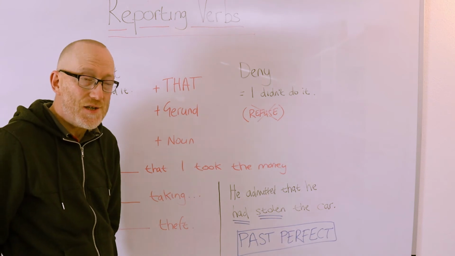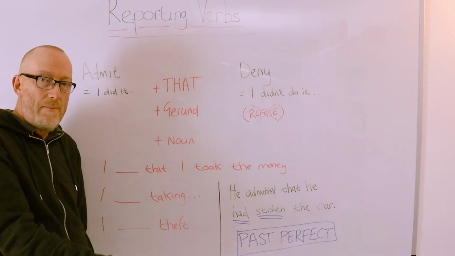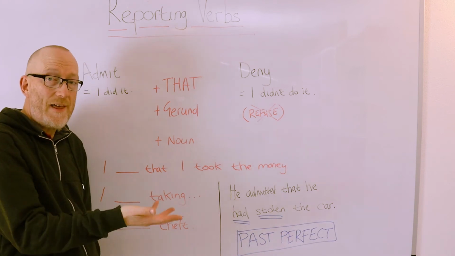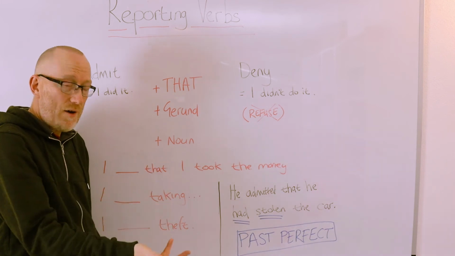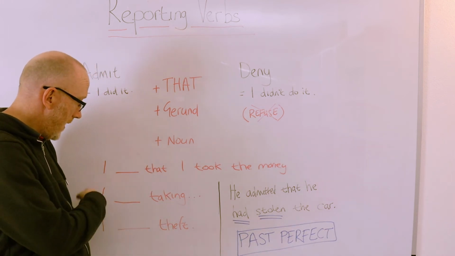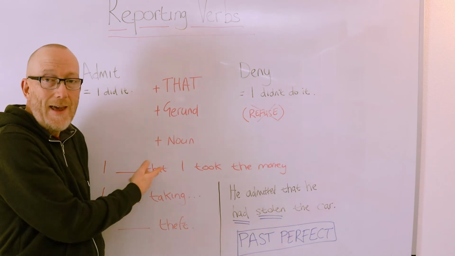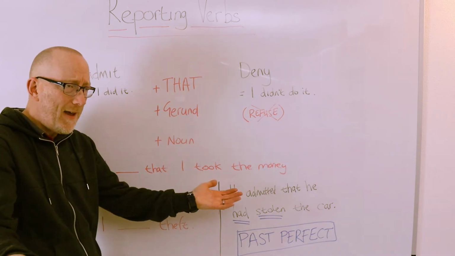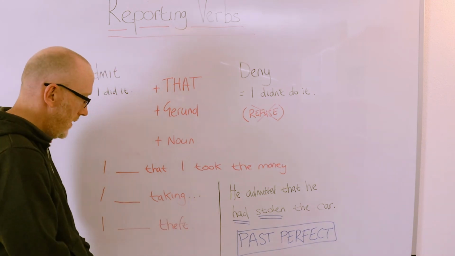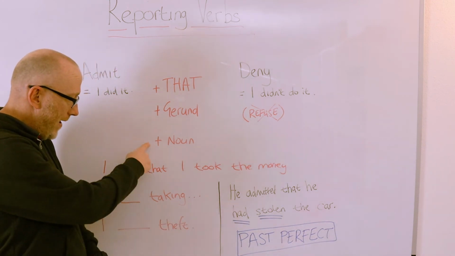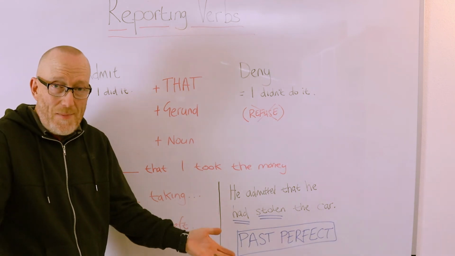So let's take a look at some examples. I admit that I took the money. I could easily say I deny that I took the money. Yep. So that's taking that. Now the gerund. I deny taking the money. It was not me. I deny taking it. And the noun. I deny theft. Or I admit theft.